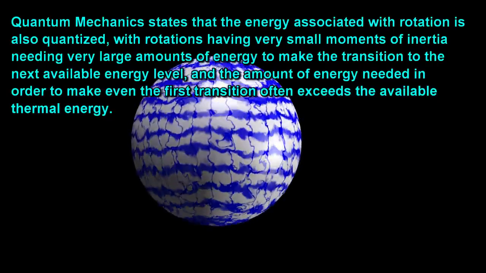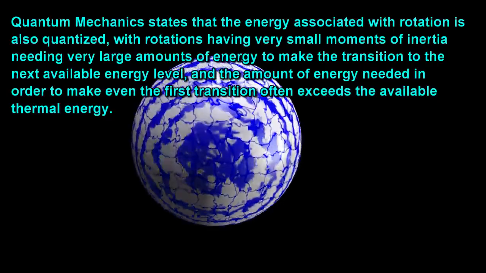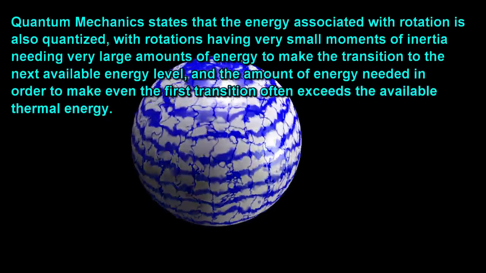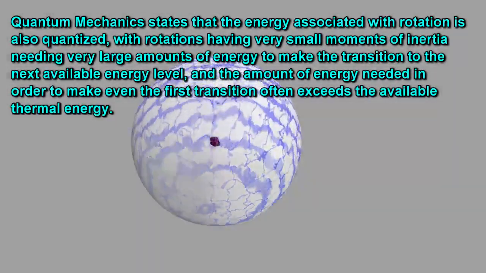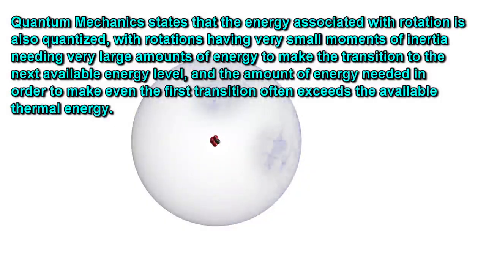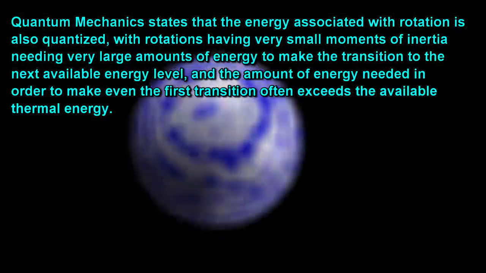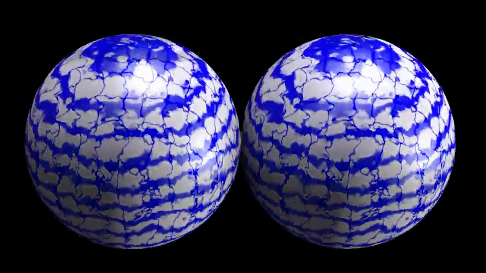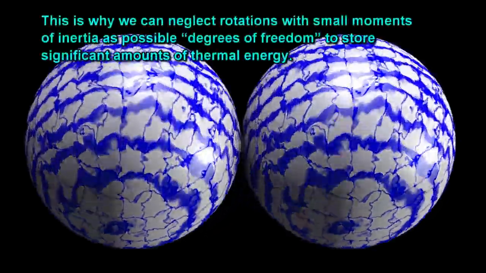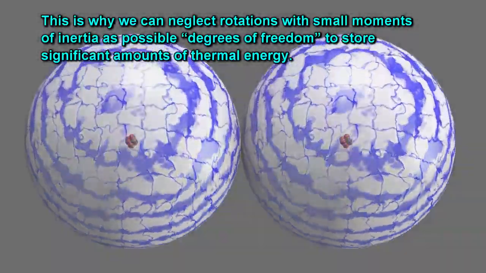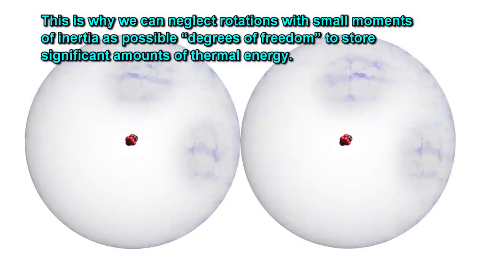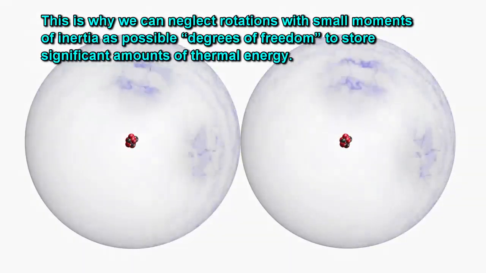Quantum mechanics states that the energy associated with rotation is also quantized, with rotations having very small moment of inertia needing very large amounts of energy to make the transition to the next available energy level, and the amount of energy needed in order to make even the first transition often exceeds the available thermal energy. This is why we can neglect rotations with a small moment of inertia as possible degrees of freedom to store significant amounts of thermal energy.